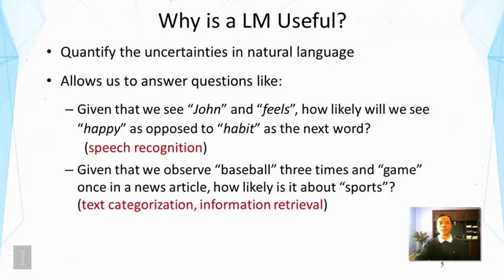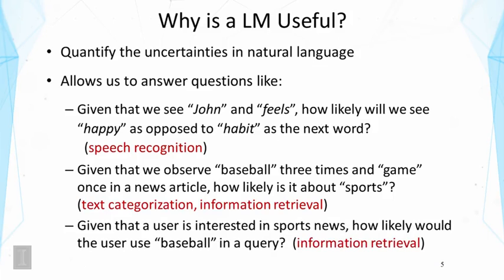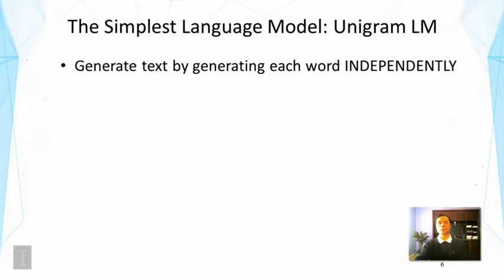Another example, given that we observe baseball 3 times and game once in a news article, how likely is it about the sports? This obviously is related to text categorization and information retrieval. Also, given that a user is interested in sports news, how likely would the user use baseball in a query? Now, this is clearly related to the query likelihood that we discussed in the previous lecture.